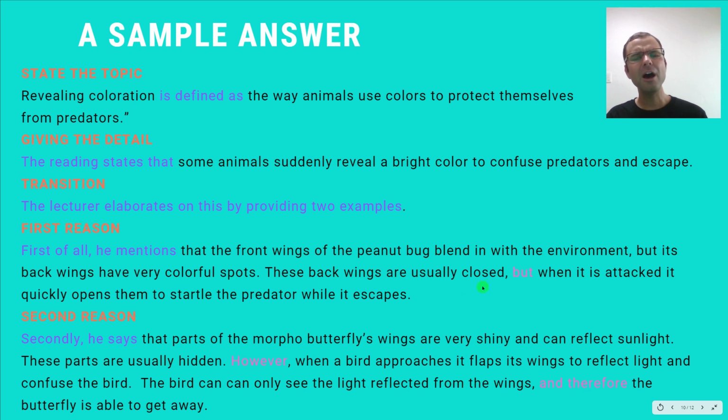it escapes. I'll draw your attention to the fact here that I used a compound sentence with the conjunction but. That makes my grammar look a little bit better, a little bit more sophisticated, and it will increase my score, hopefully. And then the last part of the template, I give the second reason. Secondly, he says that parts of the morpho butterfly's wings are very shiny and can reflect sunlight. These parts are usually hidden. However, when a bird approaches, it flaps its wings to reflect light and confuse the bird. The bird can only see the light reflected from the wings, and therefore the butterfly is able to get away.